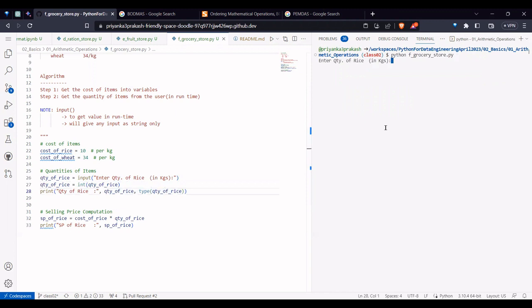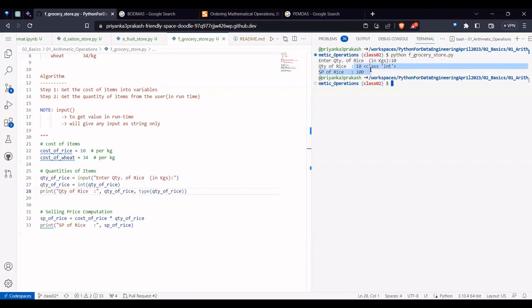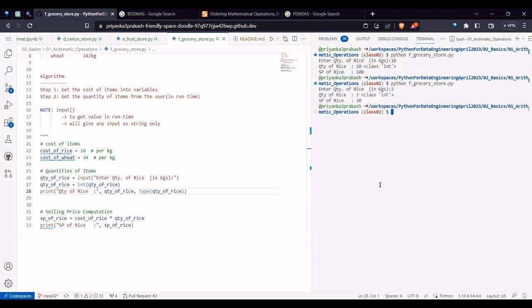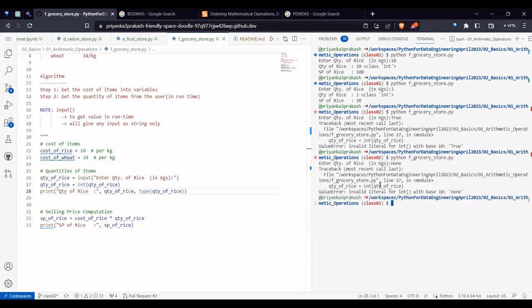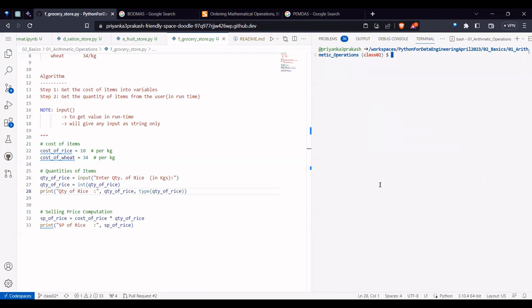You see, in this case, if I pass 10 right now, did you see what the cost is now? 10 into 10, things are good. Similarly, if I pass 3, 3 into 10, I got 30. If I pass some other data, it throws an error because it cannot convert to integer. And if I pass some other name, it cannot convert. So it will not be intelligent.